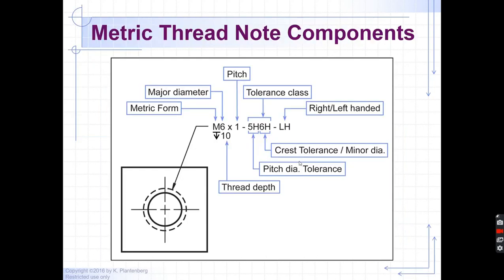Okay, metric threads. You'll see M means it's a metric form. The next number is the major diameter, in millimeters. This is the pitch. This here is the tolerance class. This is the crest tolerance. This is the pitch diameter tolerance. Those you get from the books. We don't figure those out. Here is whether it's left-handed or right-handed.